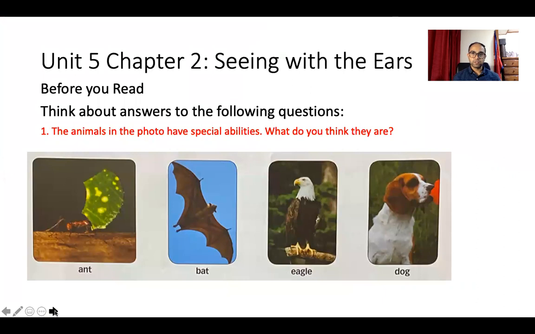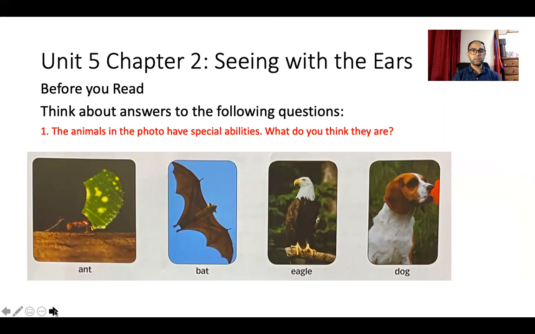Unit 5, Chapter 2, Seeing with the Ears. Do you know what that means? Seeing with the ears means we generally see with our eyes, but seeing with the ears. Quite strange, right? So let's read.